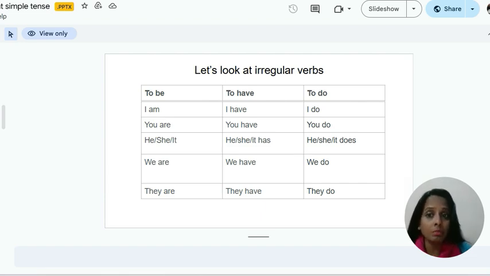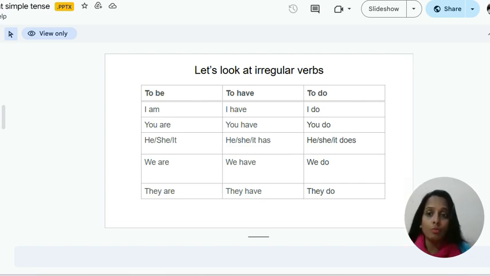So I am. We use am when talking about ourselves. Example, I am a student. You are. We use are when speaking to one person or more. Example, you're my friend. Likewise, he, she, or it, we use is when talking about one person or thing. Example, she is happy, he is brave, right? And we use are when talking about ourselves and others. We are excited, we are happy. They are. In the same way, we use are when talking about multiple people or multiple things.